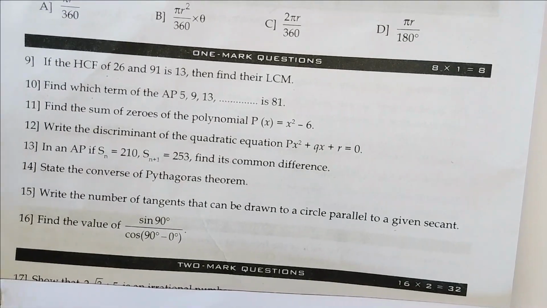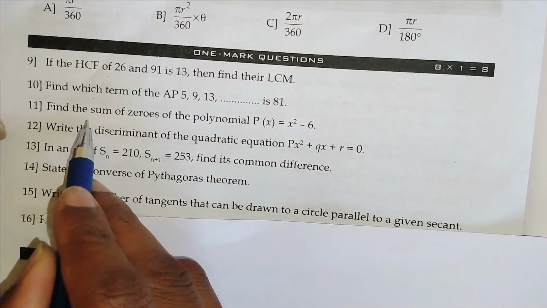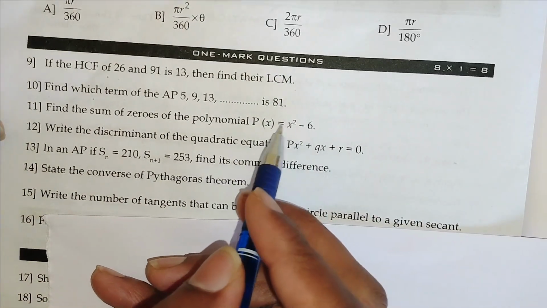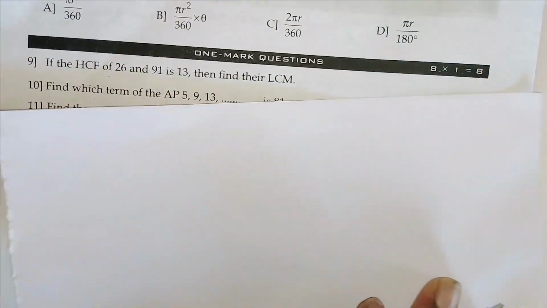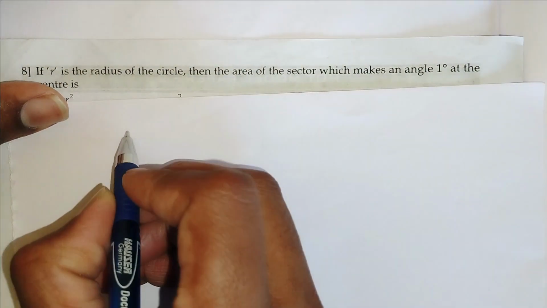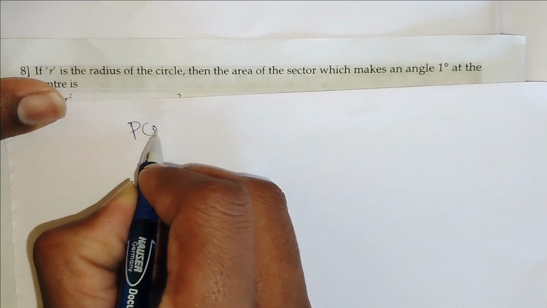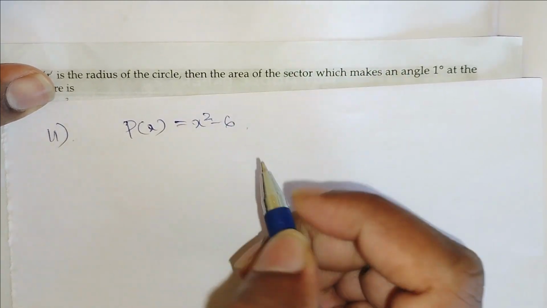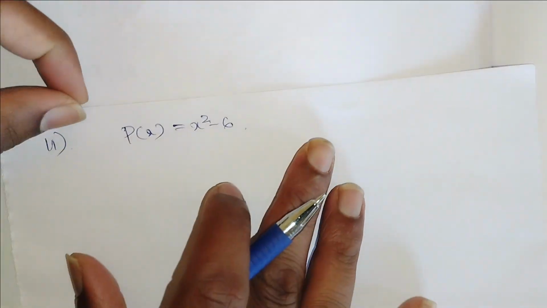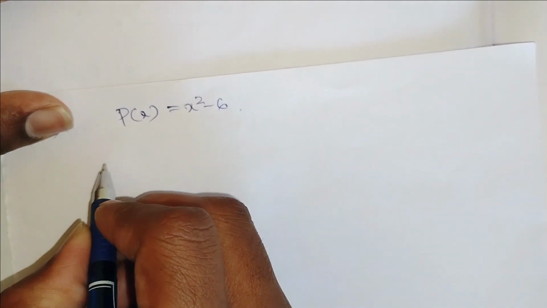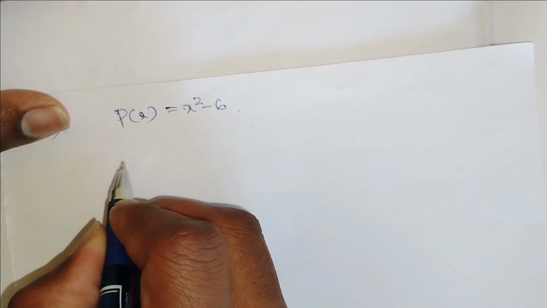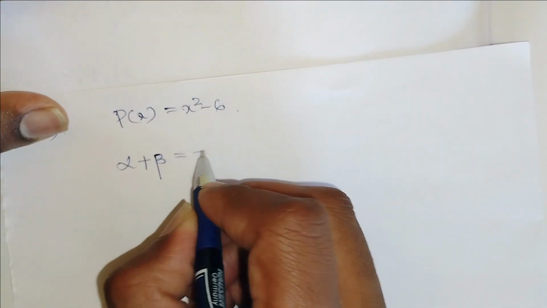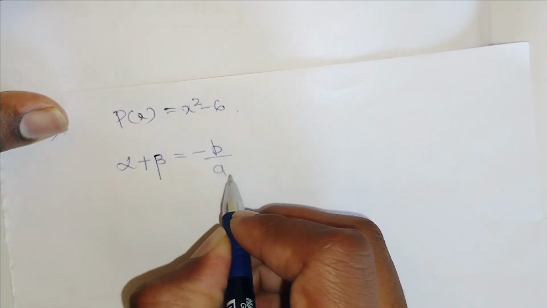So we can go to the next question. Find the sum of zeros of the polynomial p of x equals x square minus 6. It's the 11th problem. The sum of zeros of a polynomial is given by alpha plus beta equals minus b by a.